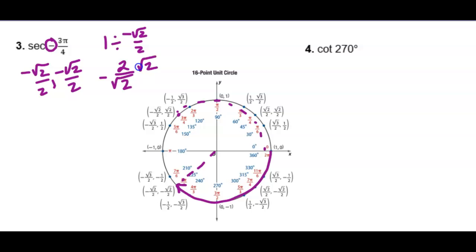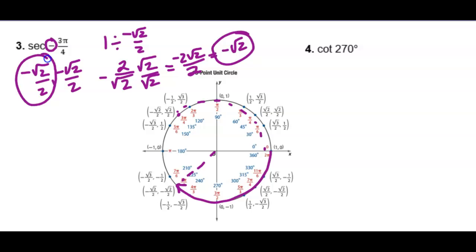Now, if you memorize these, it helps. But what happens when you rationalize this is you get negative 2 square root of 2 over 2, which is just negative square root of 2. So if you can remember that anytime you flip over square root of 2 over 2, you just get square root of 2, that helps. Otherwise, it's a lot of work. But you're flipping over the x value, because secant is the reciprocal of cosine.